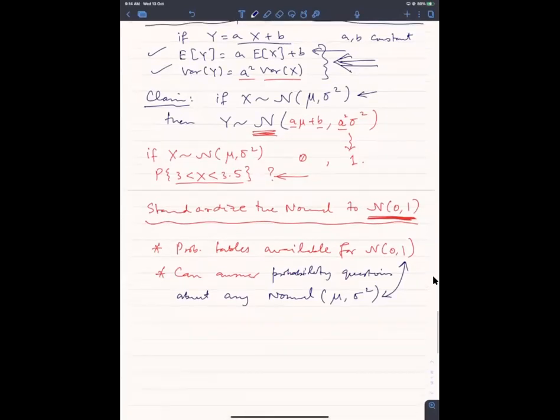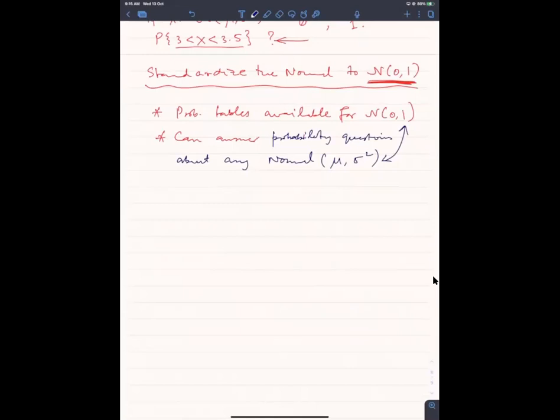Okay. And what is that transformation method? That transformation is pretty simple. Let's say you have x, which is normal with mean mu and variance sigma square. Let's try to find a transformation between x and z, which is also normal, mean 0 and variance 1.